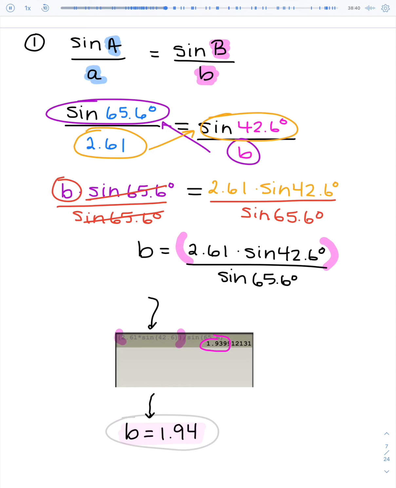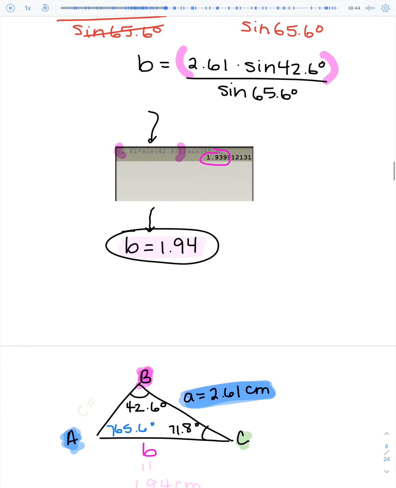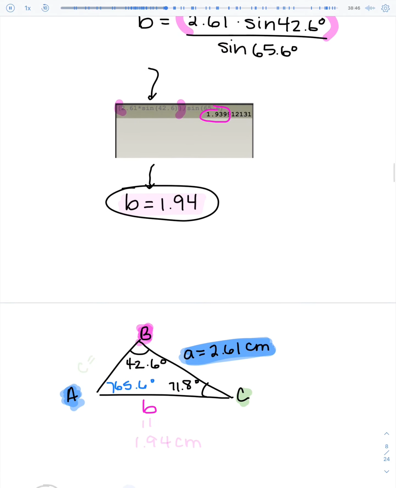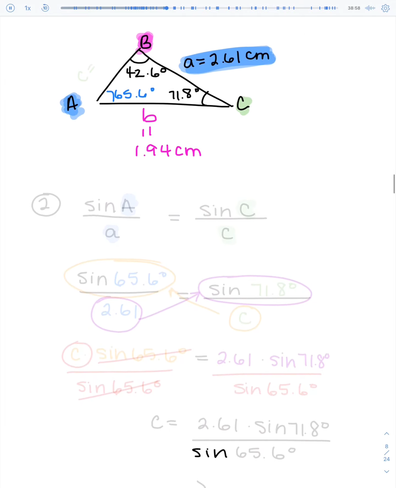So let's see what we have. We've got our side b now. So we've got all 3 angles and 2 out of 3 of the sides. Let's fill in side b, which is 1.94. Notice our other side was in centimeters, so this one will automatically be in centimeters as well. So the only side we're missing here is side c, which we can figure out.